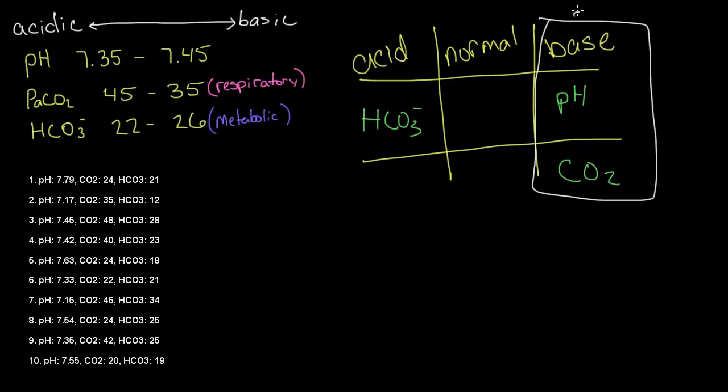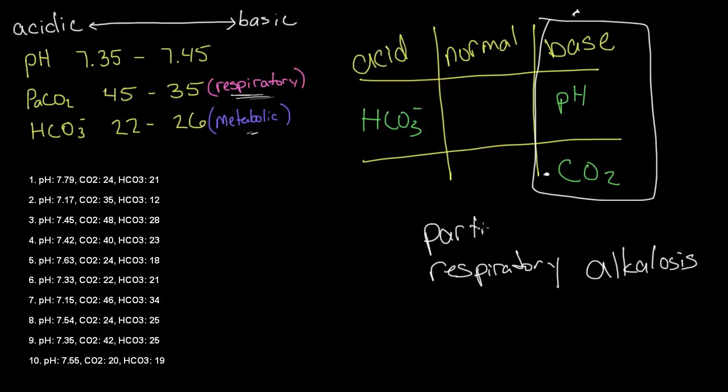So our tic-tac-toe was formed with these three parameters. Since it's in the base column, we know that we are in alkalosis of some sort. Now we need to look to see which parameter made up our tic-tac-toe. In this case it's CO2, and remember CO2 is a respiratory value. So we are in respiratory alkalosis. Then we look at the opposite parameter, in this case our metabolic parameter, and which column it's in. It's in the acid column. So this means we are partially compensated.